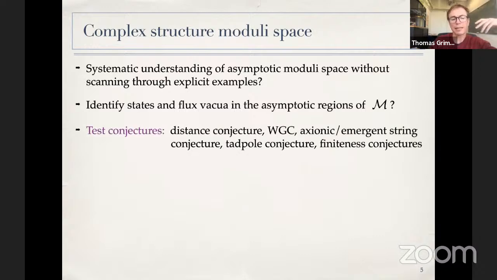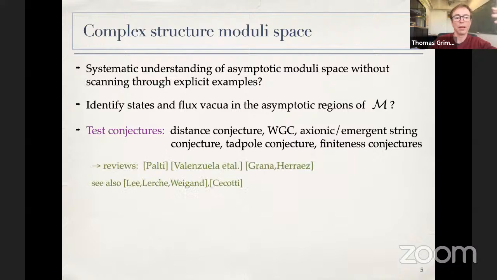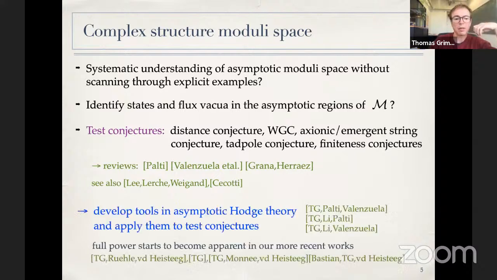And in fact, recently many people have looked at these settings and tested swampland conjectures, quantum gravity conjectures, exactly in this sort of setting. I tried to list some references, but then eventually I gave up. So here are some excellent reviews. Some overlap is also with this set of papers. What I want to tell you in the following is that there is a very nice technology which has been developed over many years and now has shown its full power, which is called asymptotic Hodge theory. We already applied this in these early papers, but now we understand what is the full power behind this, and I will give you a few hints of this.